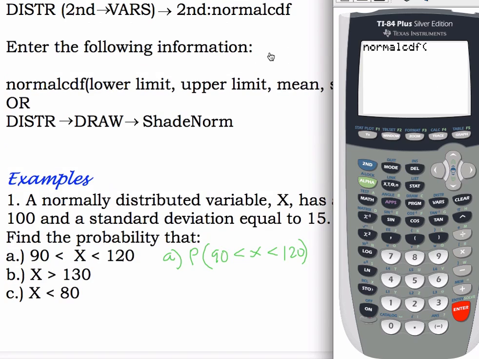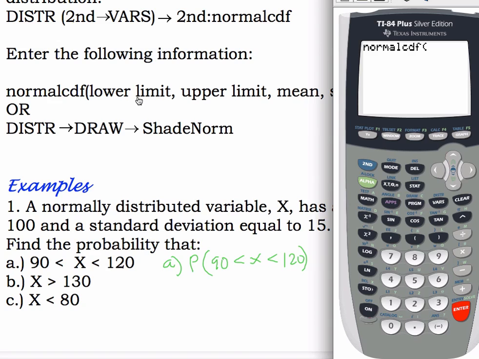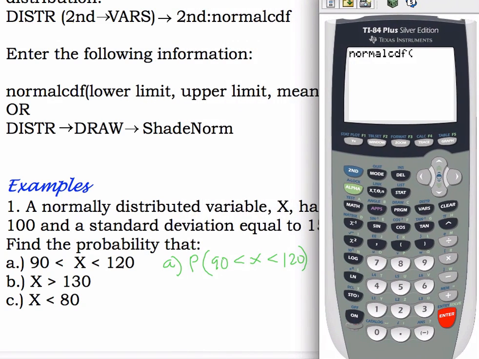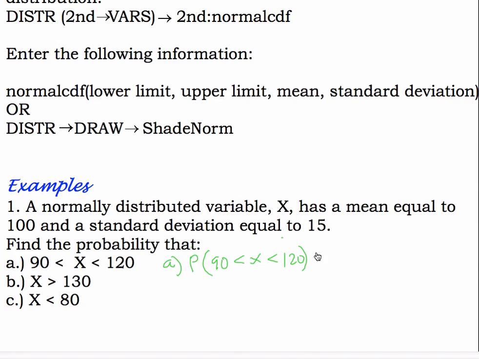All right. So I've got the four things listed here: lower limit, upper limit, mean, and standard deviation. So the lower limit is 90, comma 120. So lower limit, upper limit. Then the mean, which is 100. And the standard deviation is 15. And it does the calculations for us. It's 65.6%.